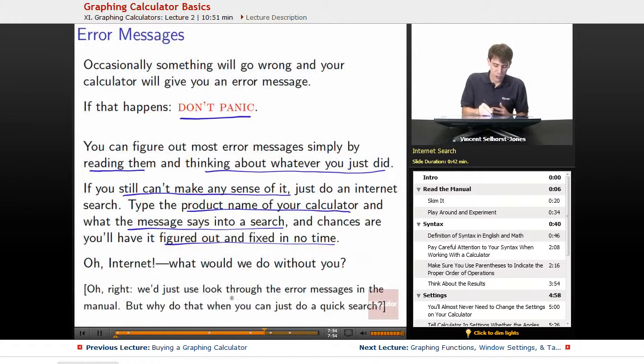Oh, right, we'd just look through the error messages in the manual. But we've got the internet usually, right, if you're watching something like this, so why do that if you can just do a quick search? Of course, if you really can't figure out what it is and the internet's no use, try seeing if you can find a manual or email tech support for whoever makes the calculator you're using.